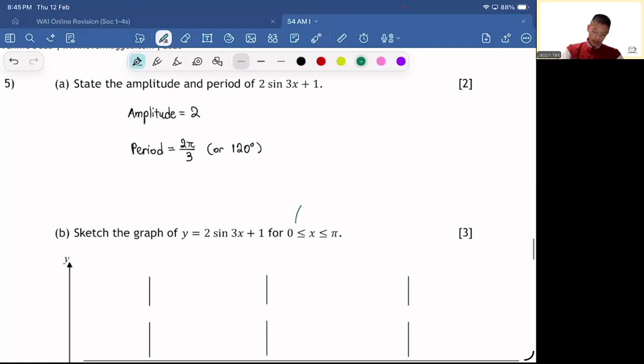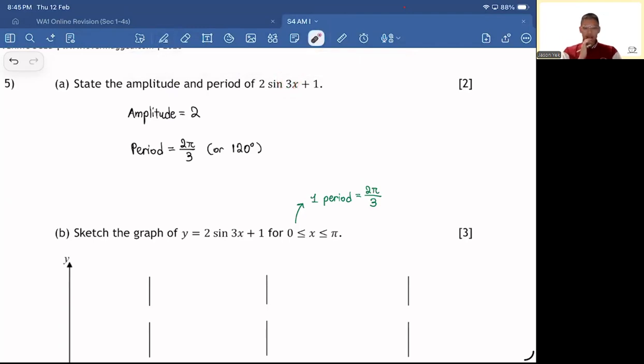So I'll write a reminder. Sometimes if I'm not sure, 1 period we know is 2 pi by 3. So 0 to pi, how many periods do I draw? Thank you for the answer, Javier. Close, but take note, we do not just take the number and do the reciprocal. I'll give you another try. I gave you a hint already.